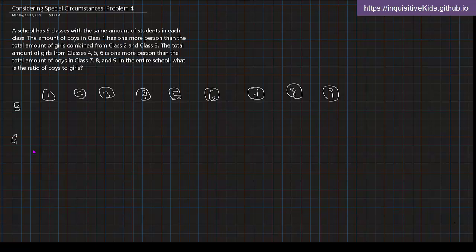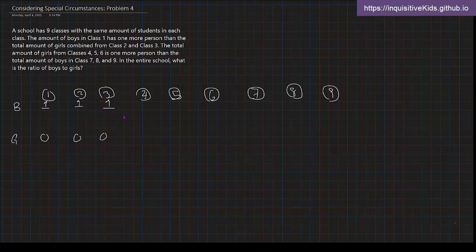We know that the amount of boys in class 1 has one more person than the total amount of girls combined from classes 2 and 3. So if each class can only have 1 kid, this kid in class 1 must be a boy, so 1 there. There are 0 girls. And we know that this is one more person than the total amount of girls combined from classes 2 and 3. So it means that the total amount of girls from 2 and 3 has to be 0, making each of their students also boys.